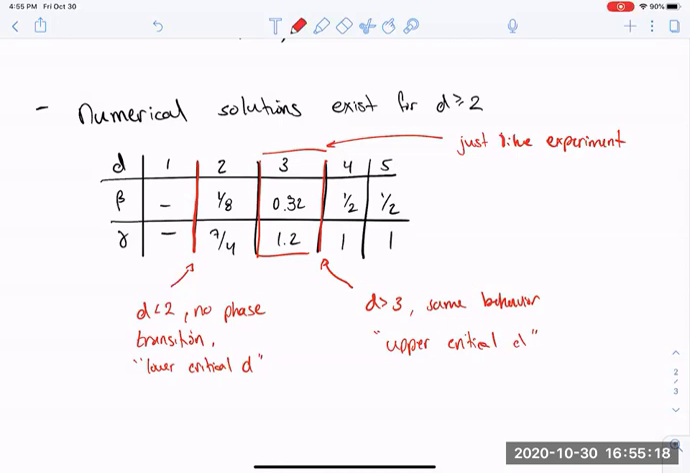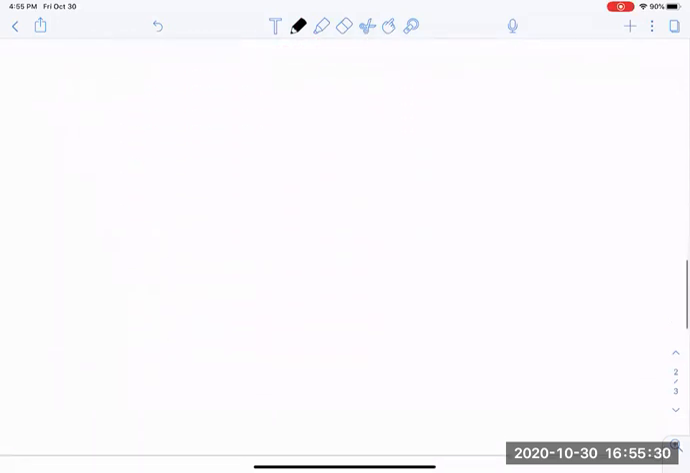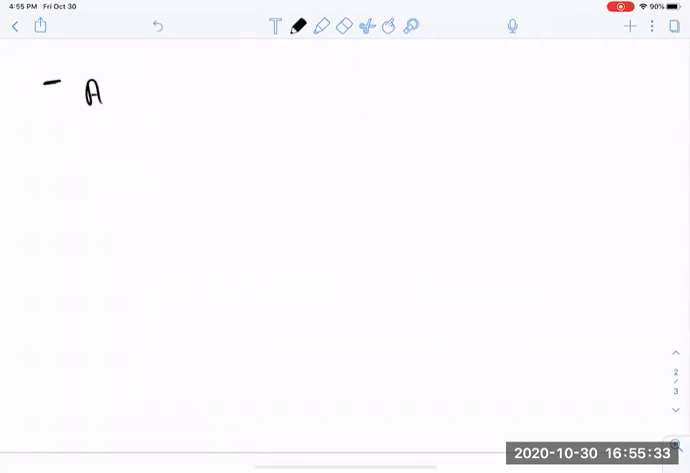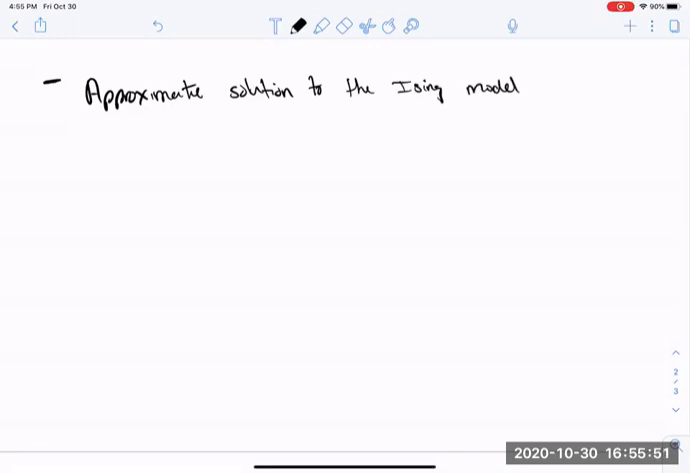Okay, so that was all a bit of a review. I want to actually continue reviewing by means of redeveloping mean field theory as we've done previously. So mean field theory is an example of an approximate solution to the Ising model, and is one which is pretty reasonably physically motivated.